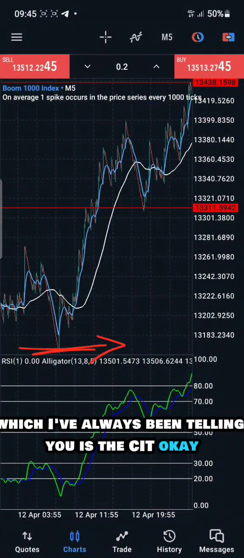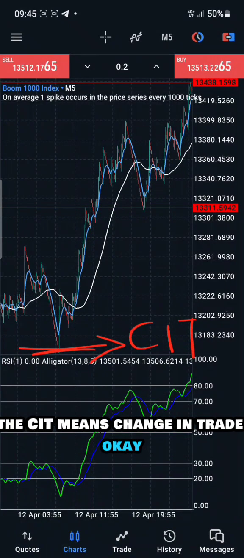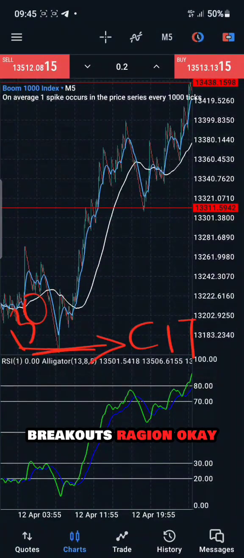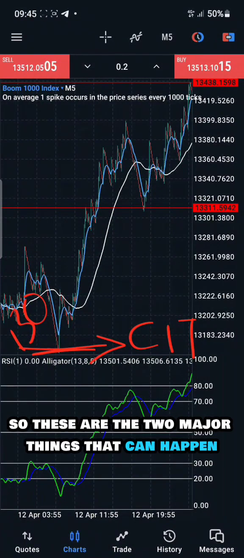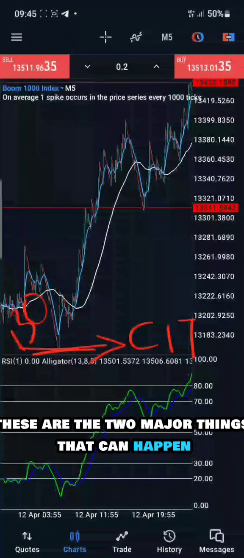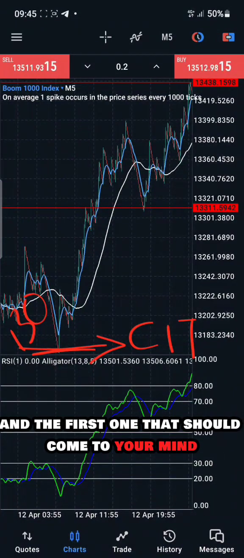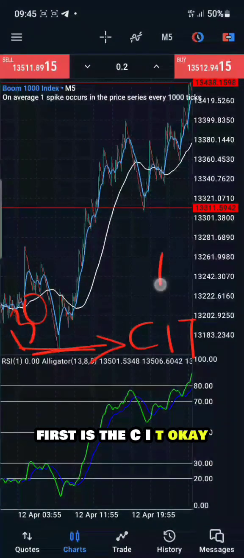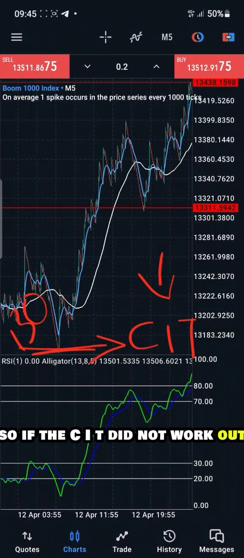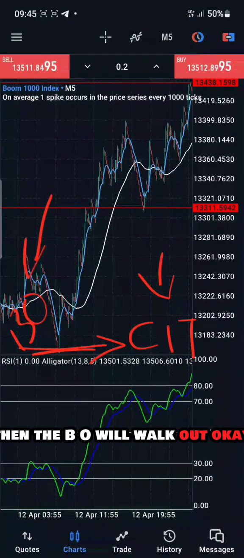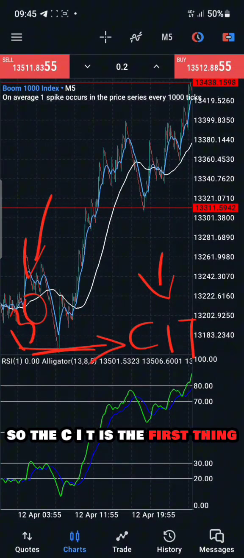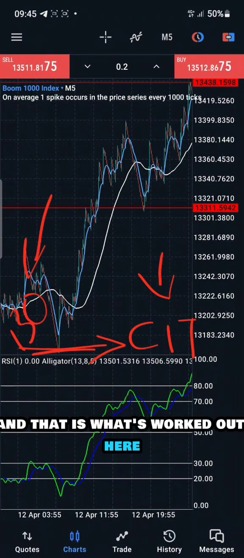The first thing, which I've always been telling you, is the CIT. The CIT means change in trend. Then the second thing is the BO, breakout region. So these are the two major things that can happen, and the first one that should come to your mind is the CIT. If the CIT did not work out, then the BO will work out. So the CIT is the first thing, and that is what's worked out here.